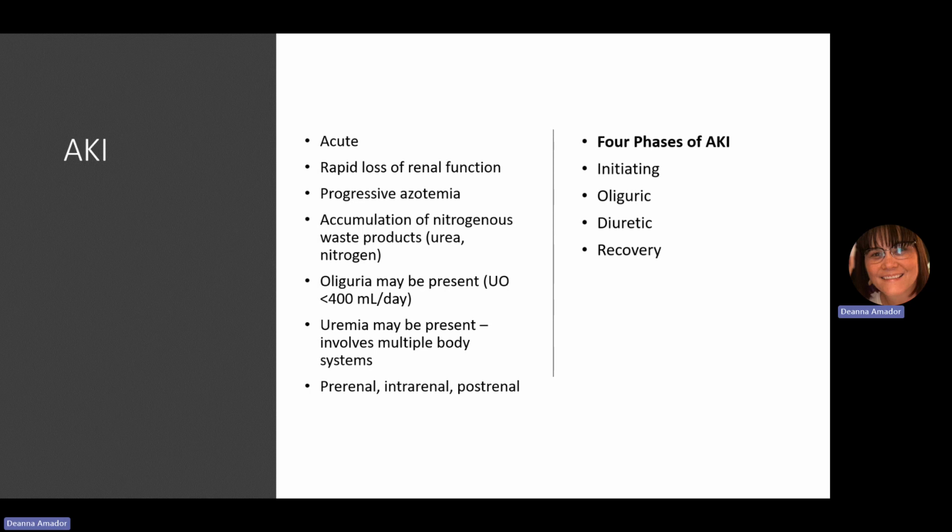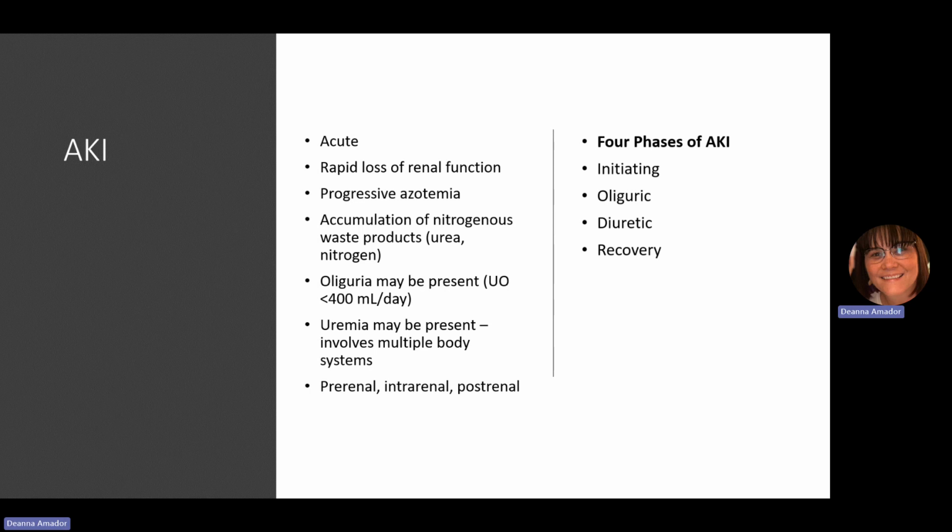With acute kidney injury, like I said, this is acute. You have a rapid loss in renal function. It goes on to talk about how you can have this progressive azotemia and an accumulation of your waste products there, your urea or your nitrogen, which are the waste products in your kidneys. Oliguria may be present. That's urine output that's less than 400 mils per day.